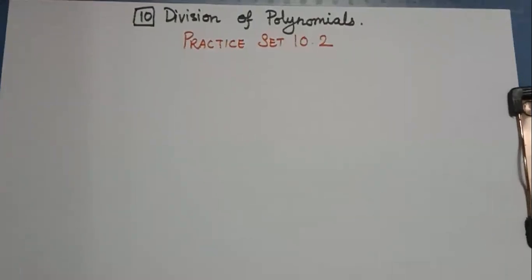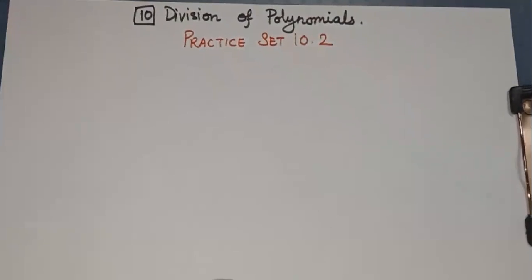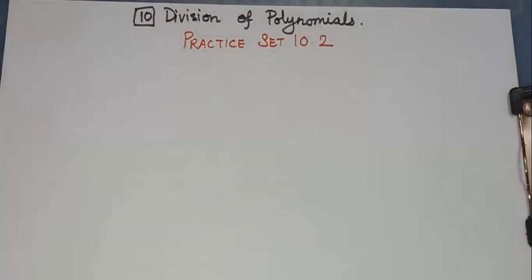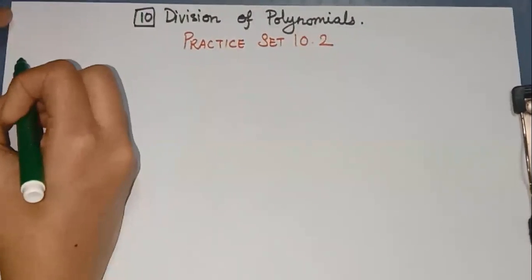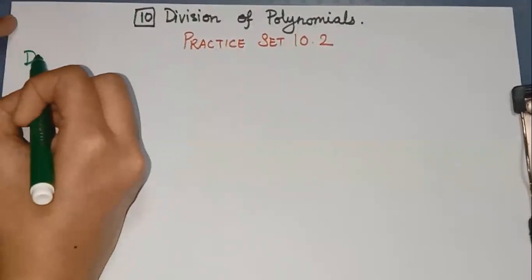Today we will be starting with the new practice set of the chapter Division of Polynomials. In our previous class, we did a few examples before starting with the practice set, but now we will be starting with the practice set itself. Okay, so the first sum that we are going to do is the first one which is there in your textbook. But firstly we will write the question.